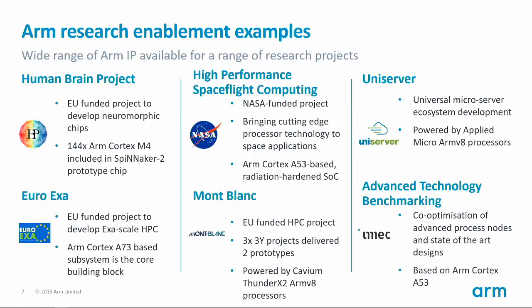We also have Cortex-A53, which we have provided to NASA so that they can harden it and take it to space application, which is really interesting. Also Mont Blanc, another HPC project based on Cavium ThunderX2 with Arm V8 architecture. Uniserver, a microserver ecosystem development project that is based on Applied Micro's Arm V8 architecture. And last but not least, we have provided Cortex-A53 to IMEC so that they can do co-optimization of the new process nodes with cutting-edge IP like the A53.